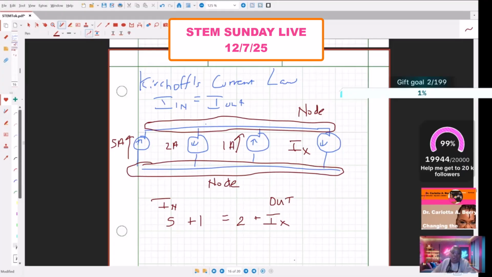Winner, winner, chicken dinner. So I'm going to have 6 equals 2 plus IX. So IX equals 4 amps. Very good.